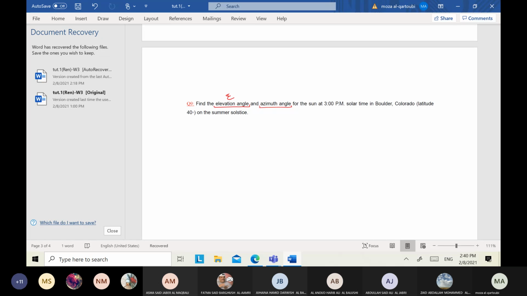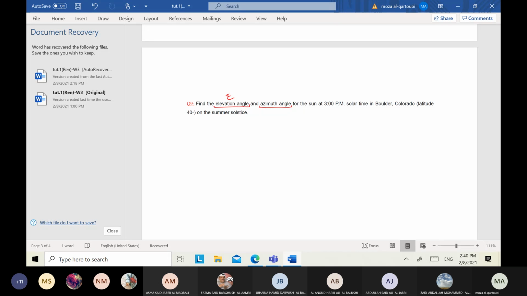So if we need to find beta, we know now the value of beta. If given in another place, find the altitude angle. So it will be beta, and beta equals 90 minus lambda plus delta. We can find it directly, all data given. But for the elevation angle, we'll compare between this question and question number 4, because this question is the same.